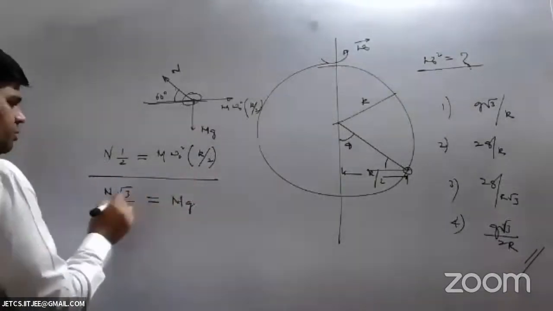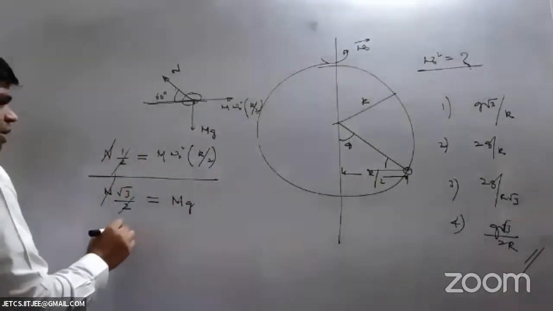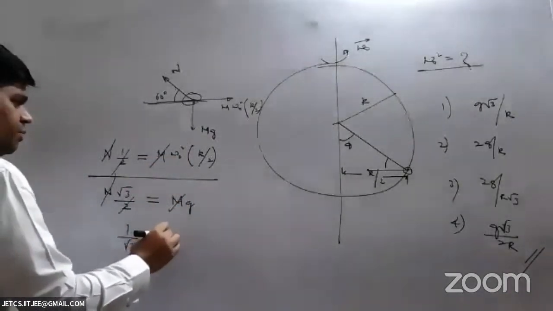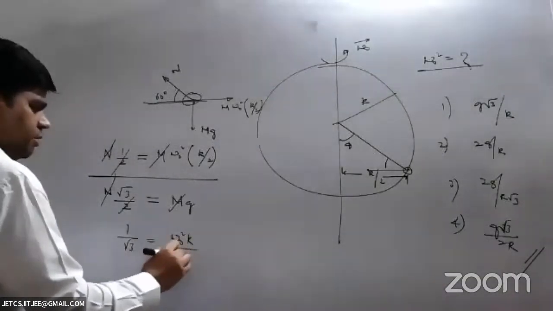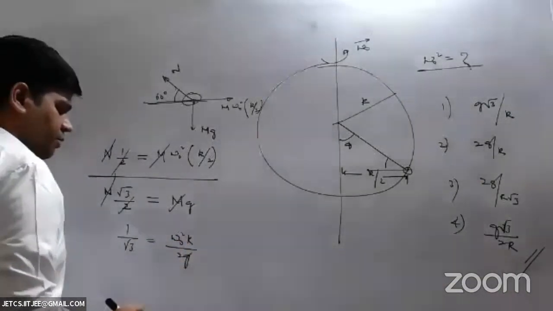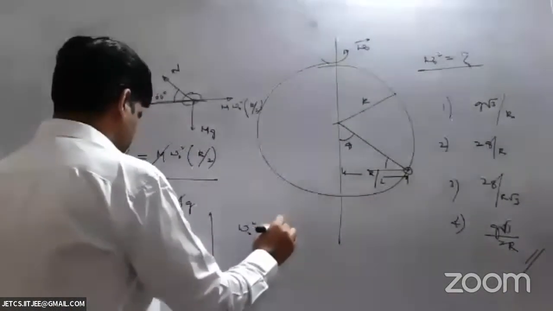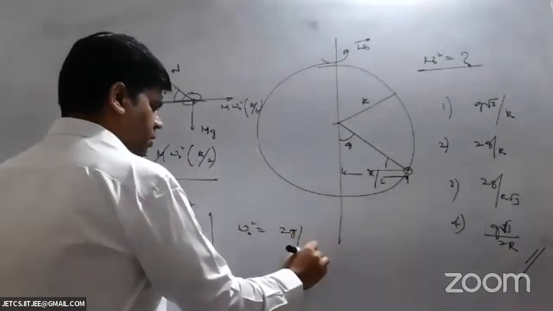I divide these two, N gets cancelled out, half gets cancelled out. So I'll have 1 by root 3, m gets cancelled out. 1 by root 3 is equal to omega square r by 2g. So omega square is 2g by r root 3.